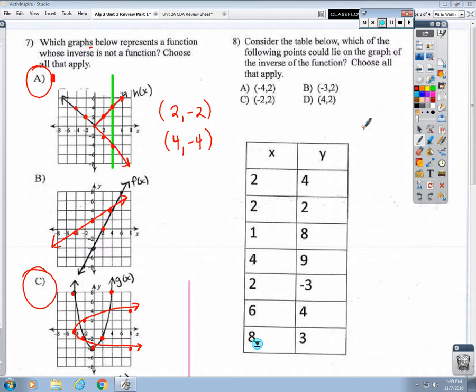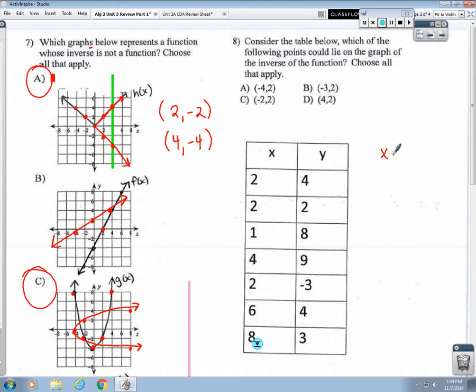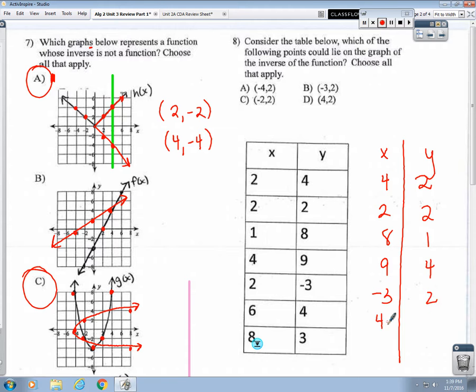Alright, A. Consider the table below. Which of the following points could lie on the graph of the inverse of the function? Choose all that apply. What I suggest is that you just quickly make a new table with the inverse point. So what would my first inverse point be? 4, 2, then, right, and 3. Okay, so that is the inverse of this. So they want us to find the points that could lie on the inverse of this. Well, here they all are.